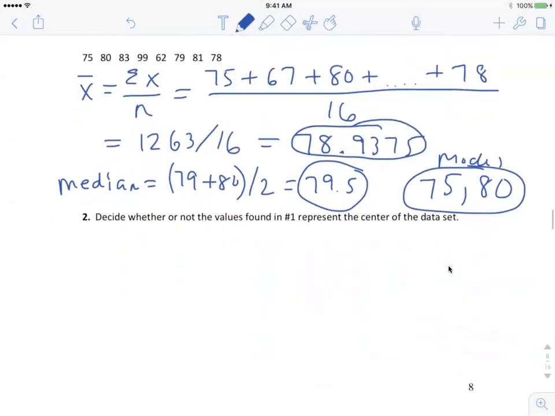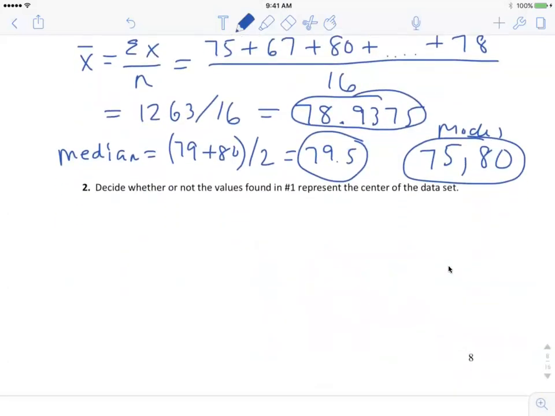So when you get to questions like this, decide whether or not the values represent the center. Definitely the mean does, the median does, right? Mode, well, there are two of them. And I would say the 80 is a little better than the 75, right?